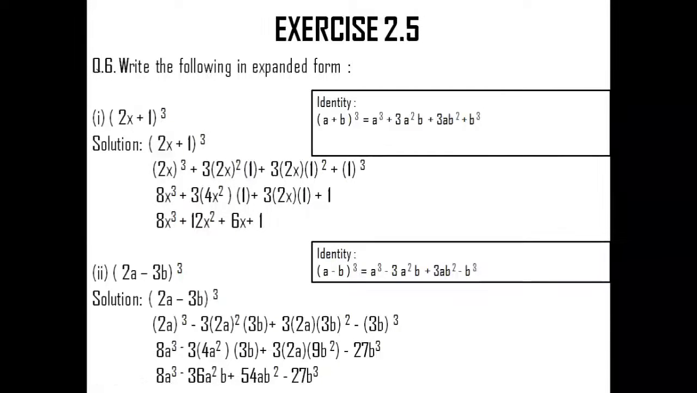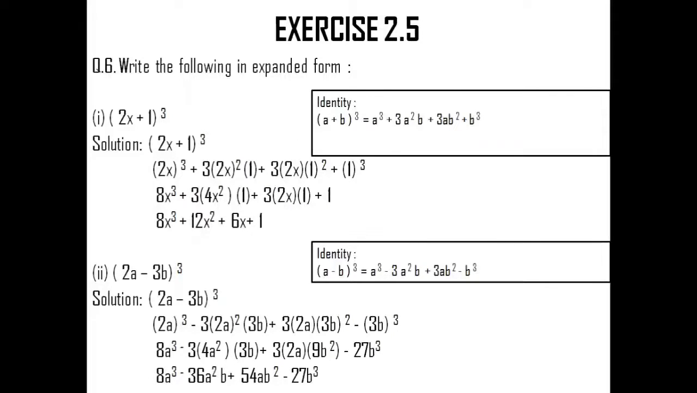2a minus 3b the whole cube. Yes, so the question is 2a minus 3b the whole cube. Now, if we could recognize, it belongs to the identity a minus b the whole cube, which is equal to a cube minus 3a square b plus 3ab square minus b cube. So let us now utilize this identity to solve the question.